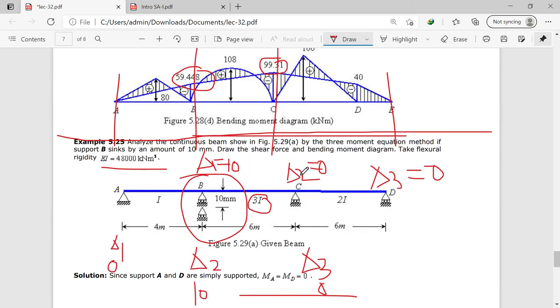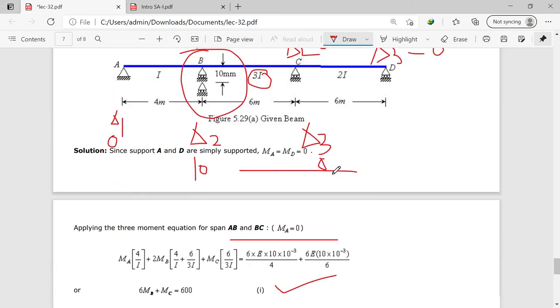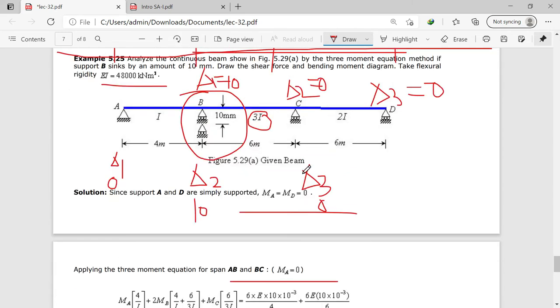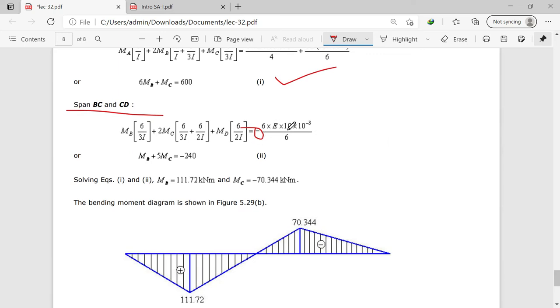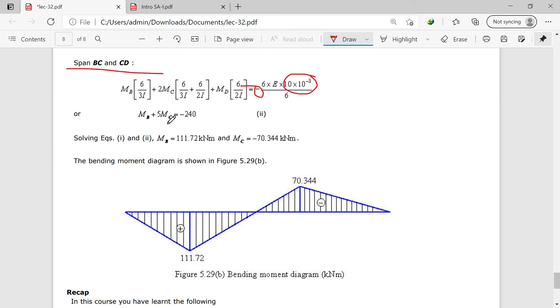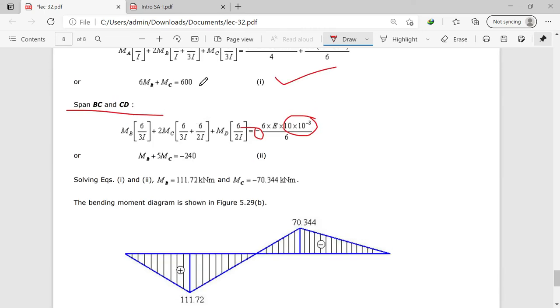If you apply it for the second case, delta 2 minus delta 3, here delta 2 is 0 and delta 3 is 0, so there is no need to write that equation or put that value to calculate the final output. Only the first equation has to be utilized. So the final output becomes minus 6E times 10 into 10 to the power minus 3, because we have converted 10 mm into meter, divided by 6, the span in meter. So the second equation becomes MB plus 5MC is equal to minus 240. Now solve equations 1 and 2 as simultaneous equations in your calculator, and you will get the answers for the two unknowns, MB and MC.